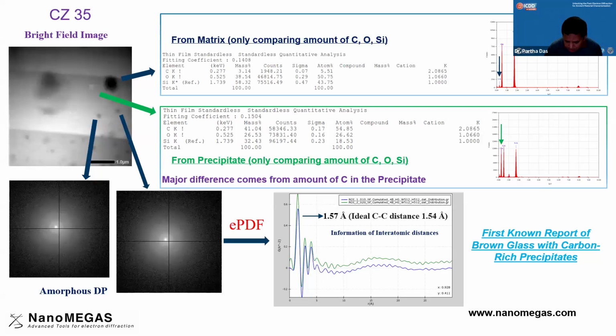So I have discussed with some of the people who work in this field, on glass in ancient materials. They told me that, according to their knowledge, this is the first example of a brown glass containing carbon-rich precipitates. About the origin of the color, to be honest, I don't know. I have asked. We don't know exactly why it's making the brown color, but it's the first reported brown glass with more carbon in the precipitates.